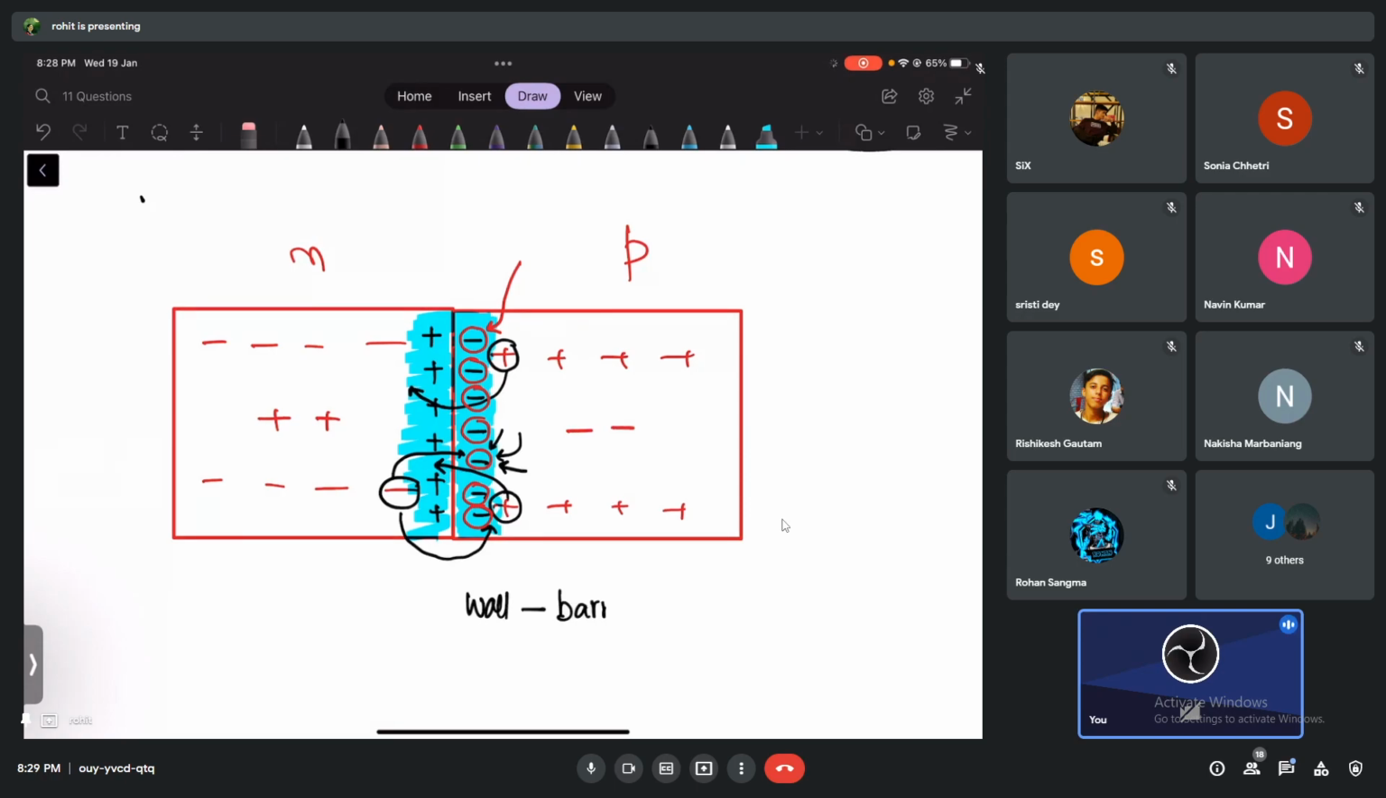Can I start calling it a barrier, guys? Barrier, right? So it is acting like a barrier, okay. All these electrons are acting like a barrier to what? To other electrons undergoing diffusion. So you tell me, okay.